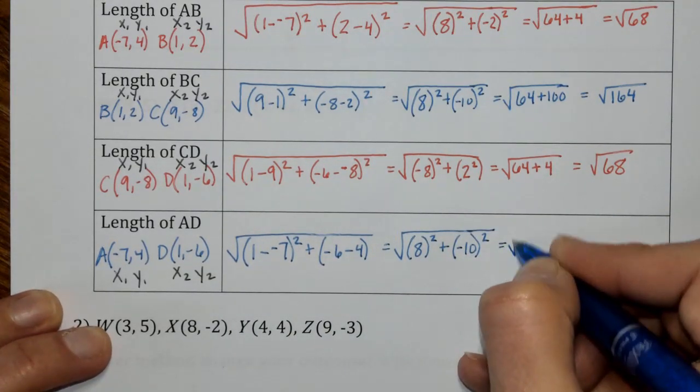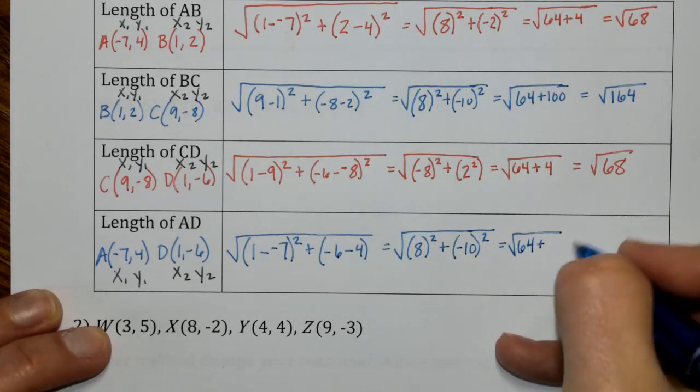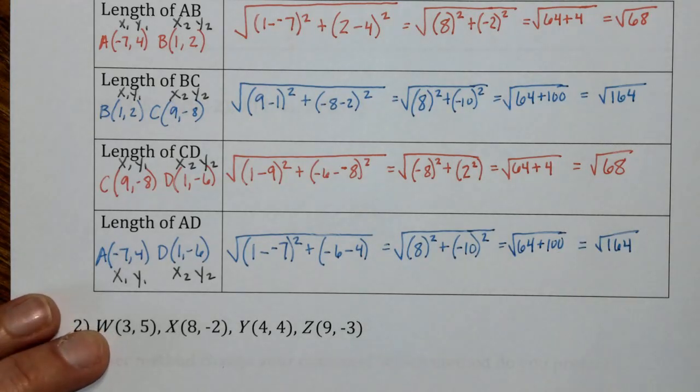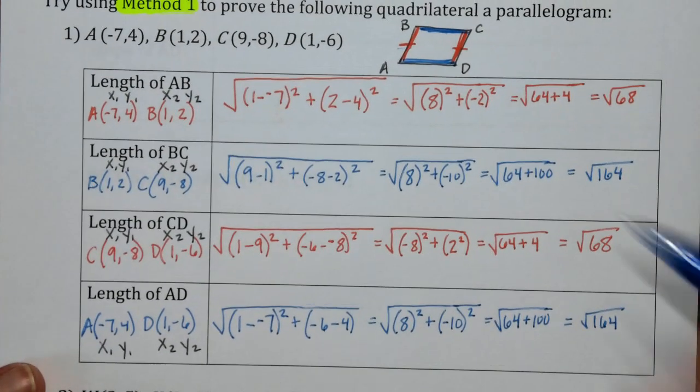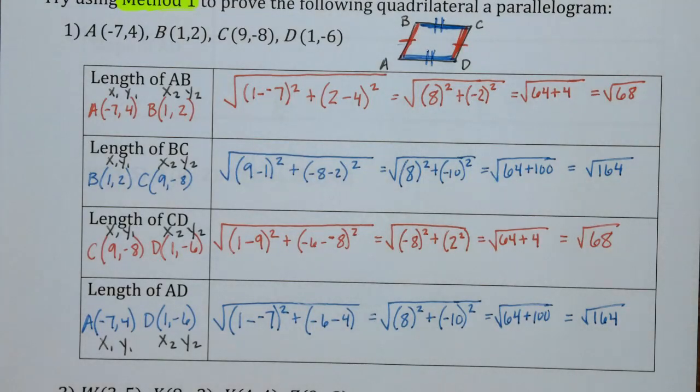Go through and square them. 8 squared, so that's 64. Plus negative 10 squared is 100. We add them, and we're going to get the square root of 164. So our opposite sides are parallel. So we do have a parallelogram.